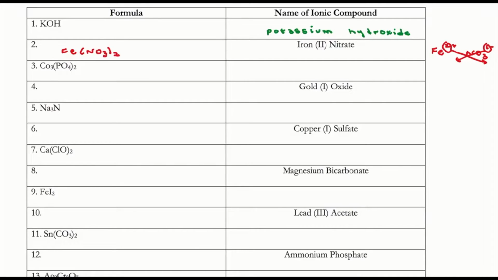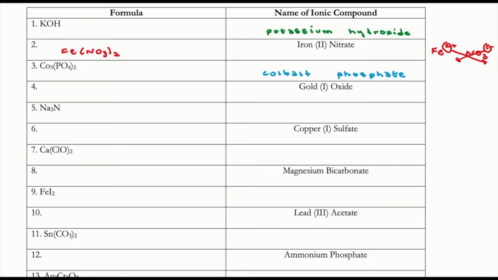Okay, for the next one, cobalt and phosphate. So I've got cobalt as my metal. Phosphate is my polyatomic ion. Okay. Look at your periodic table, and what you'll notice is cobalt is one of your transition metals, so I do not know its charge. I need to include that in the name. So let's figure it out. This one's going to be a little bit of a trickier one.